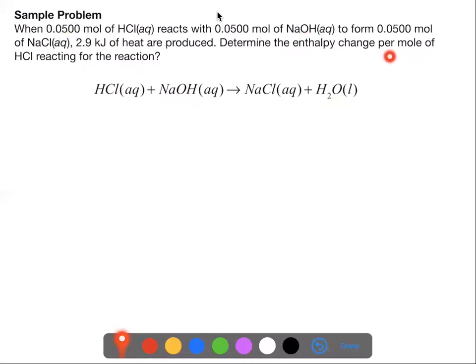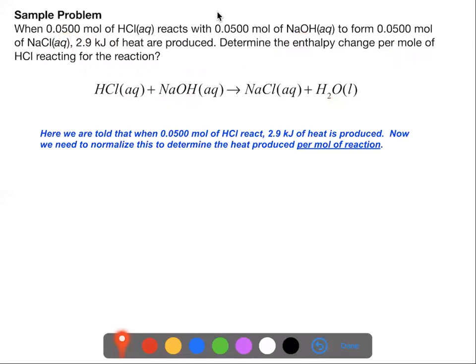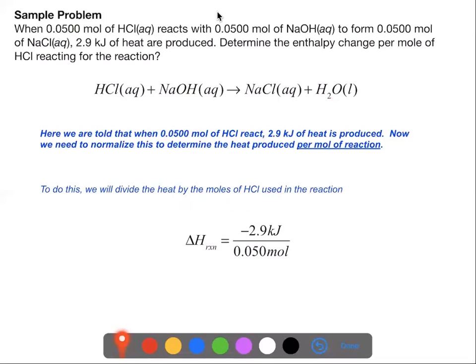All right, so this is sort of the reverse of the previous problem. So to answer this, we have to think about that if we react 0.05 moles of HCl, we get 2.9 kilojoules of heat. Now we want to normalize this to figure out how much heat would be released if we had a full mole of HCl. So what we're going to do is divide the heat by the moles of HCl used in the reaction. And so we have negative 2.9 kilojoules divided by 0.05 moles. And again, watch that negative sign. It's negative because this is exothermic. And we divide this out. We get negative 58 kilojoules per mole.